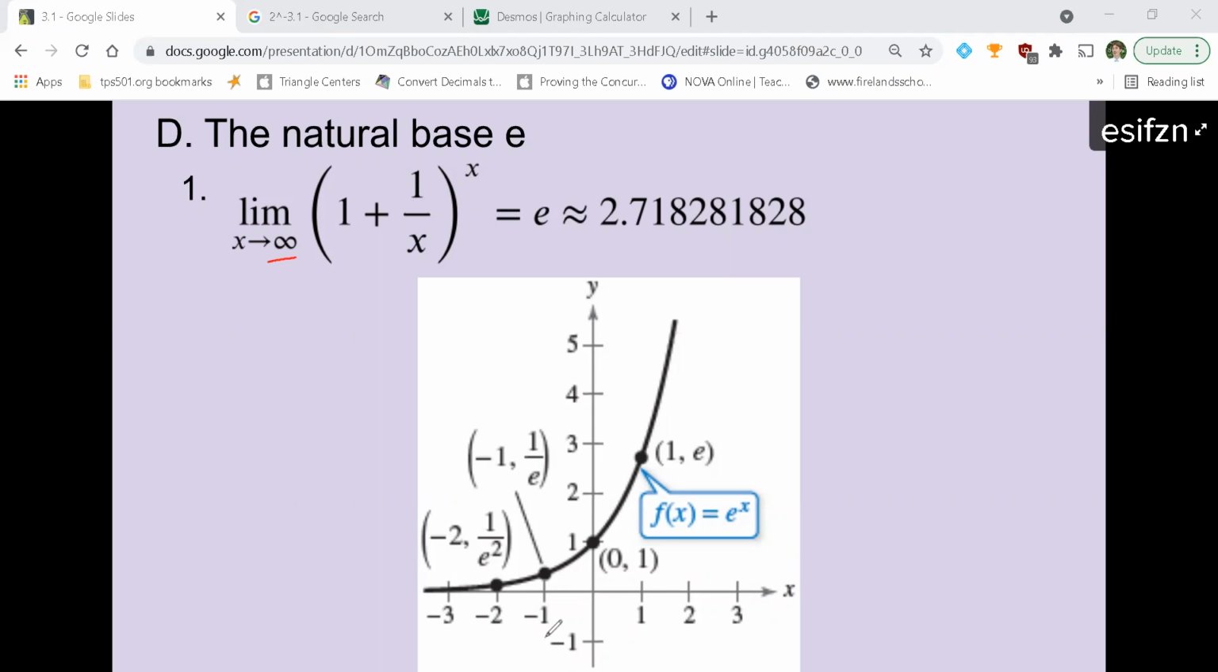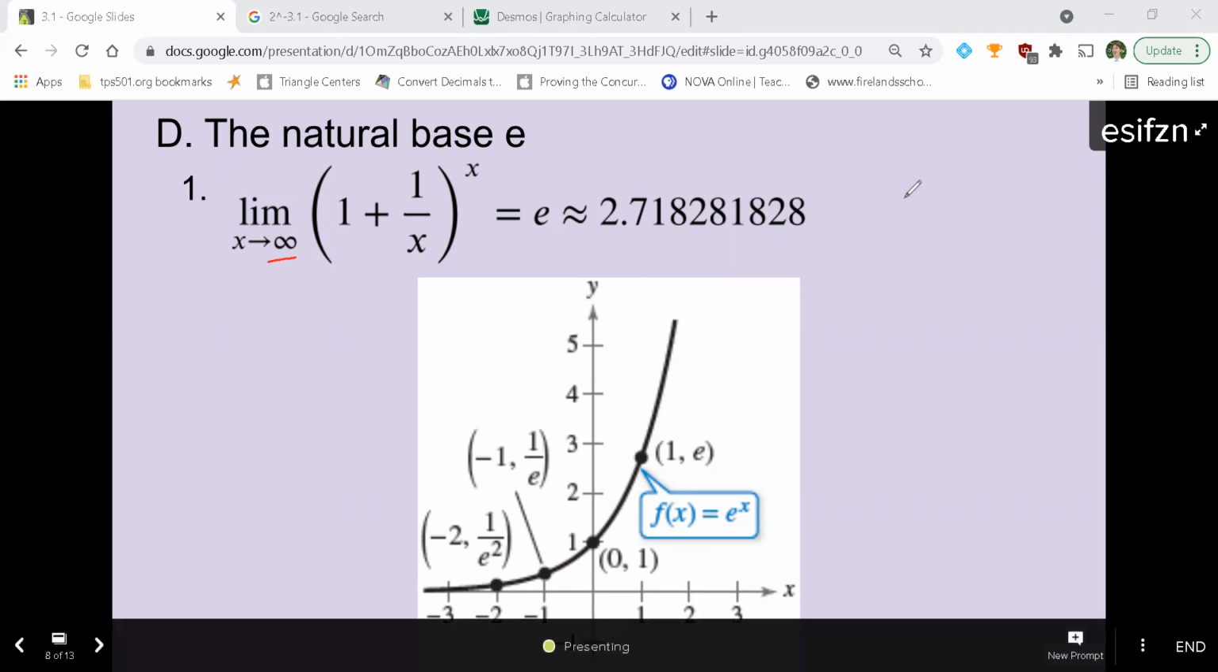This is a graph of it. So don't let e mess you up. It's just a number. It's just 2.72 or 2.718. Questions about this slide? I'm either doing a great job or I've lost you.